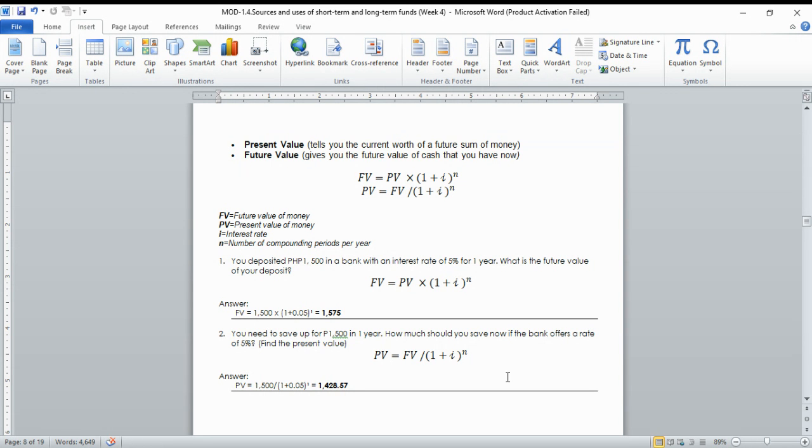We have here the present value is equal to the future value over the quantity 1 plus i raised to n. So it is equal to 1,500 over the quantity 1 plus 0.05 raised to 1, which is equal to 1,428.55 pesos.